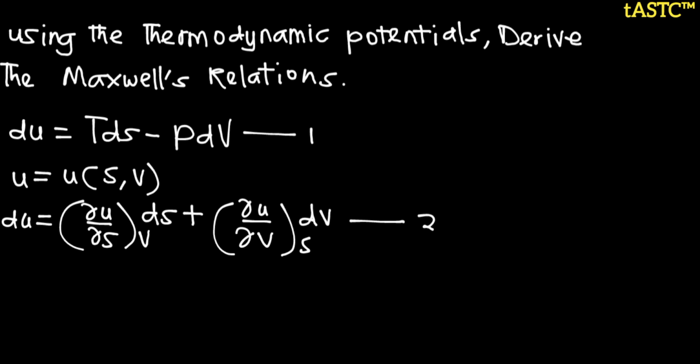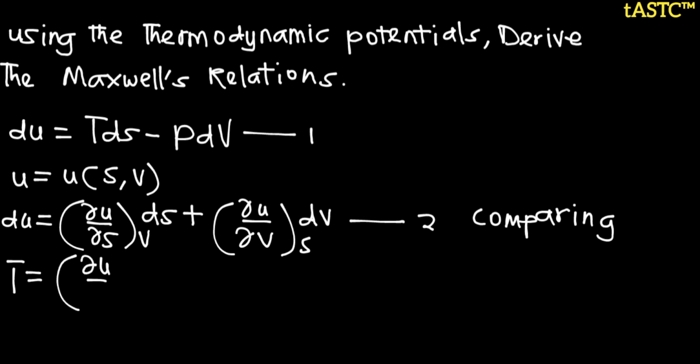Now if you look at this, you would find that we have a dV for the last term on the right hand side. We also have a dV on the other side. So that makes P equal to this stuff. Now on this side we have a dS also, and there is also a dS from the first. So that makes T equal to these other terms. So let us start with the first. Comparing between equation 1 and equation 2, we have that T is equal to partial U, partial S at constant V.